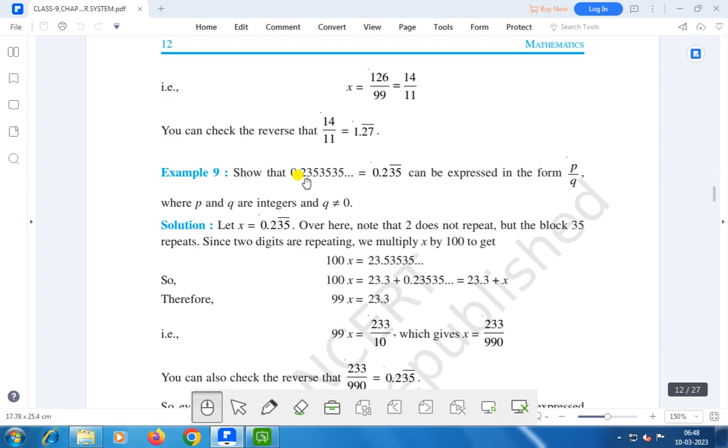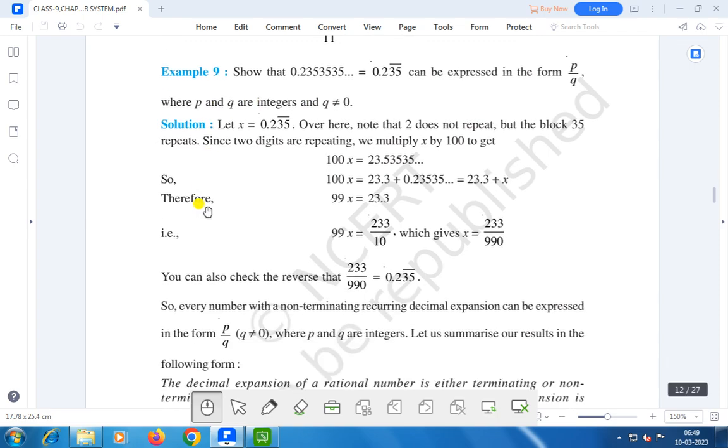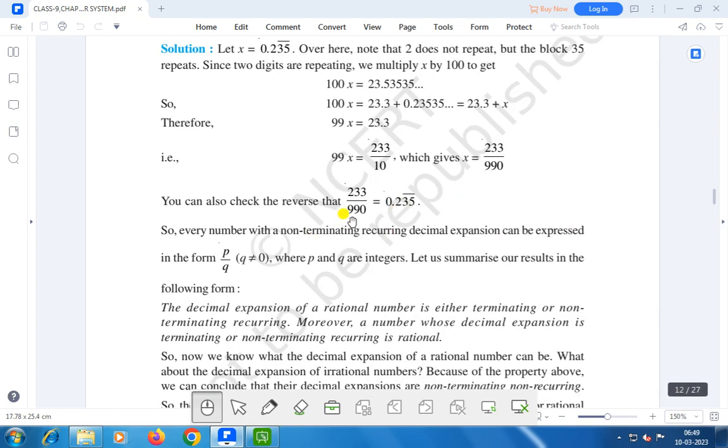Now, 0.235353 can be expressed in the form p by q, where p and q are integers. Let x equal 0.235353. Over here, note that 2 does not repeat, but the block 35 repeats. Since the two digits are repeating, we multiply x by 100 and get 100x equals 23.5353. So 100x equals 23.3 plus 0.2353, that is 23.3 plus x. 99x equals 23.3, or 99x equals 233 by 10, which gives x equals 233 by 990. You can also check the reverse, that 233 by 990 equals 0.235 bar.